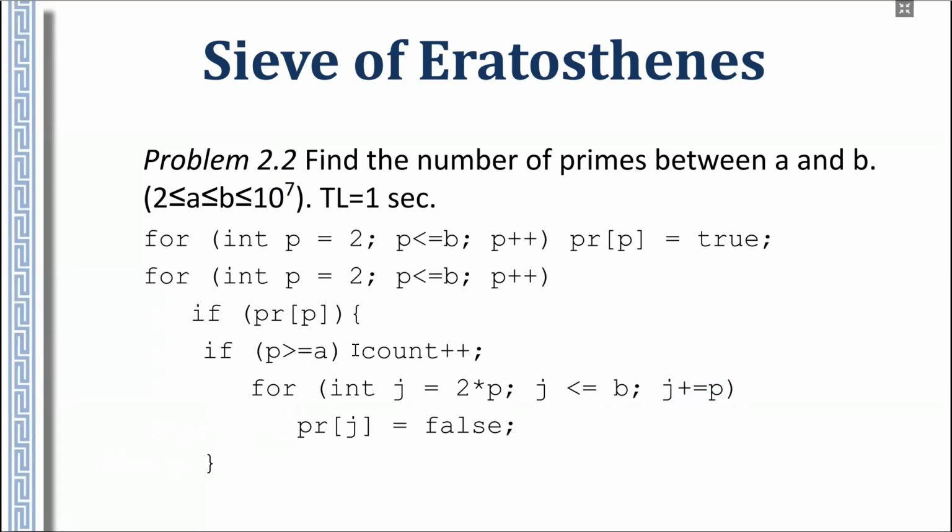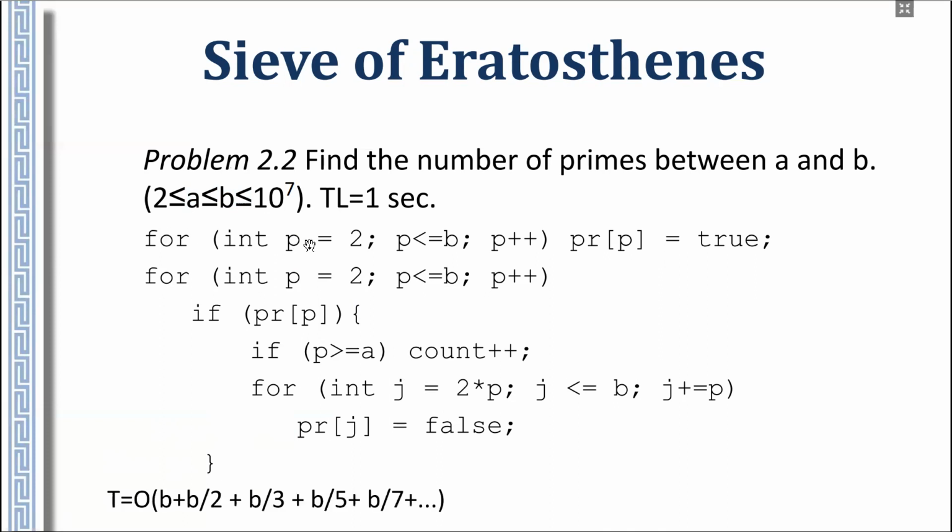So in fact, just counting numbers that are prime is not correct, because we should count the number of primes between A and B. That's why we check if P is at least A. In that case, we increment our counter. So let's check, is it fast or not? What is the time complexity of such code?